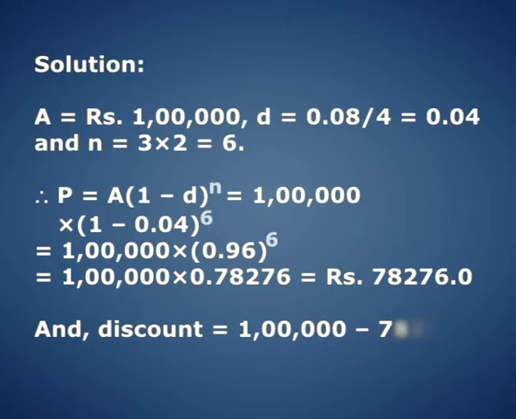That is equal to 1 lakh into 0.78276, which is equal to rupees 78,276. And discount is equal to 1 lakh minus 78,276, which will give you rupees 21,724.